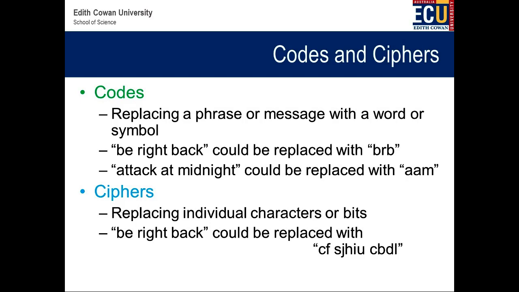A cipher is defined as replacing individual characters or bits with something that cannot be understood by a person who is not the legitimate entity in my communication with my friend. Like BRB could be replaced with these characters, like C, F, and what you are seeing on the slide. If you compare BRB with these codes, there's quite a difference. BRB and AAM can easily be understood by a third person who is not the intended entity.